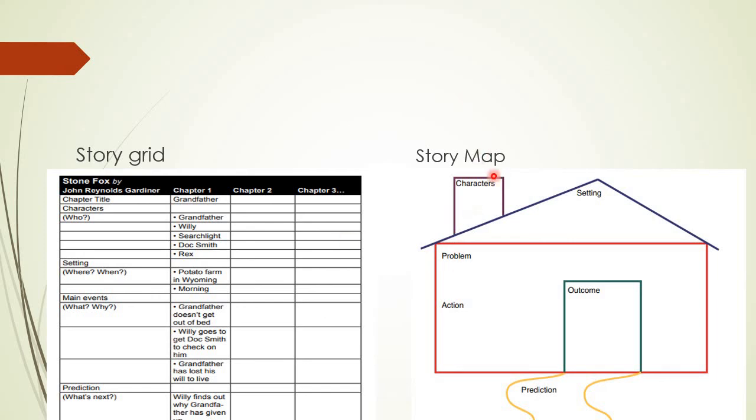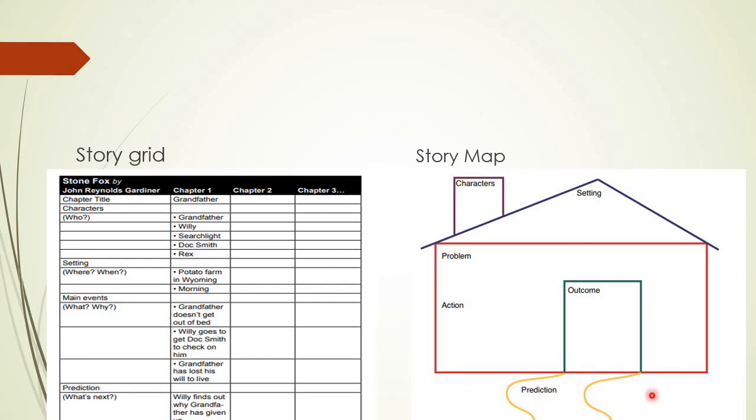Here the main chimney part will be about your characters, who are the main characters of that story. Then setting, where the story happened, when did the story happen. So these kinds of things can be at the top roof part of your hut. Then what are the problems associated with that story, because every story in fact has a problem. Then what actions are being taken by the characters or the persons who are involved in that story. What is the outcome of the story, and what is your prediction.